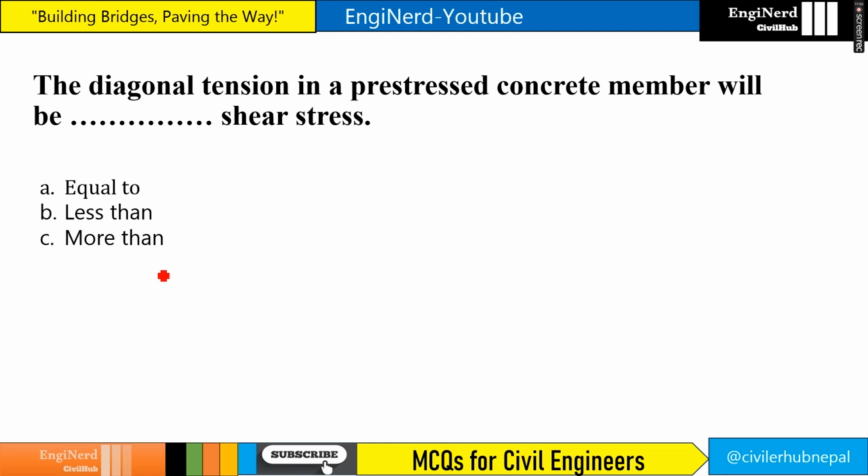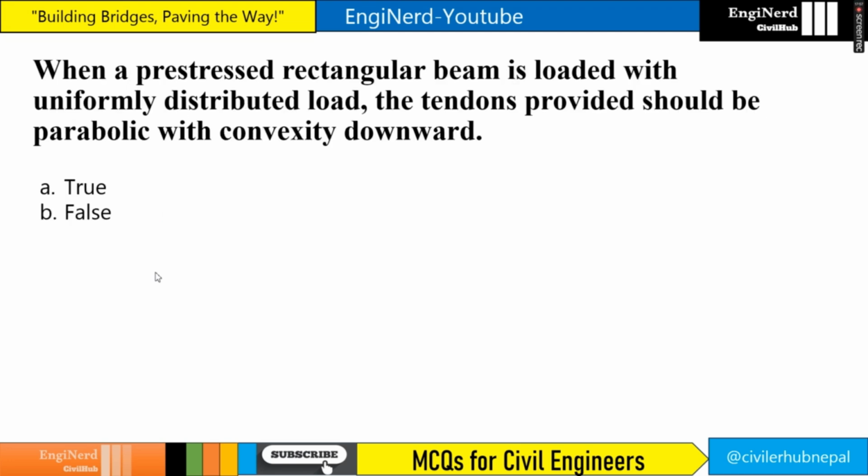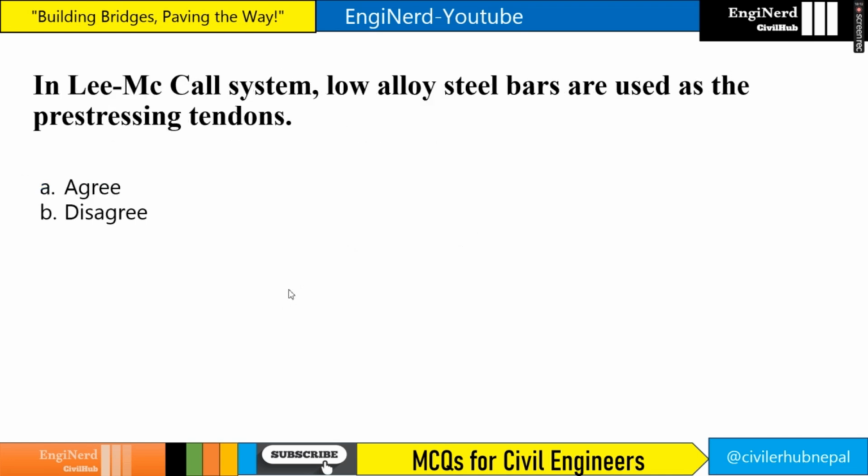The diagonal tension in a pre-stressed concrete member will be less than shear stress. When a pre-stressed rectangular beam is loaded with uniformly distributed load, the tendons provided should be parabolic with convexity downward. Yes, true, right? That resembles the bending moment diagram. Next, in the Lee-McCall system, low alloy steel bars are used as the pre-stressing tendon. No, we need to use high alloy steel bars. So we will disagree with this statement.